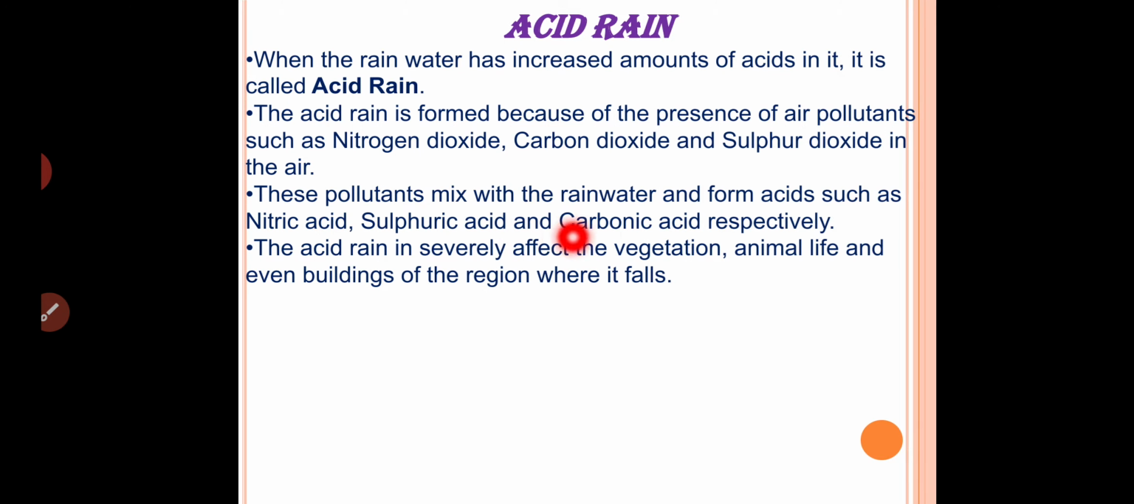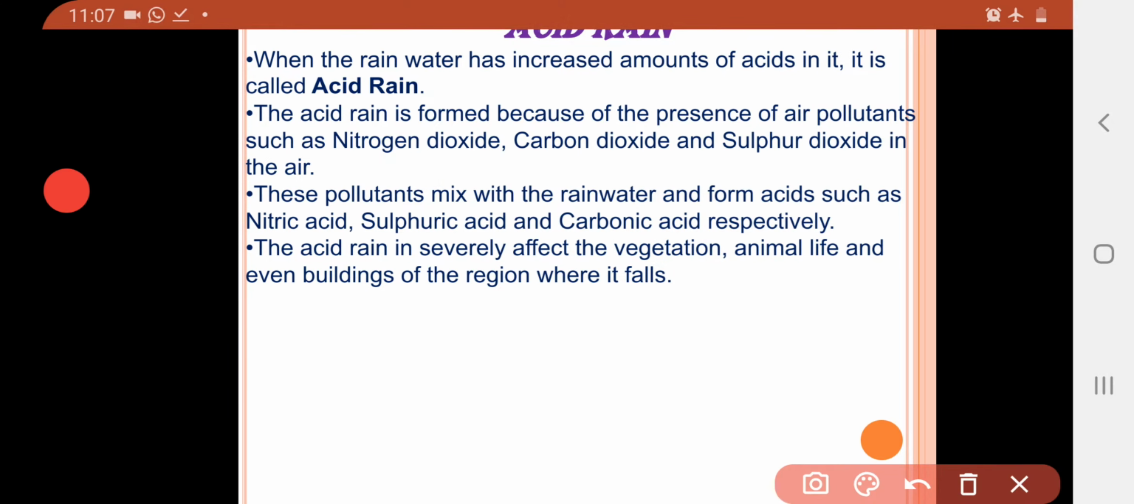Yes. Now these pollutants mix with the rainwater and form acids such as nitric acid, sulfuric acid and carbonic acid. So what will happen? Nitrogen dioxide forms nitric acid, carbon dioxide forms carbonic acid and sulfur dioxide forms sulfuric acid. So it will mix with the air. So what is present in air? Oxygen. Oxygen is present in air. So all these materials mix with the air and form nitric acid, sulfuric acid and carbonic acid respectively.